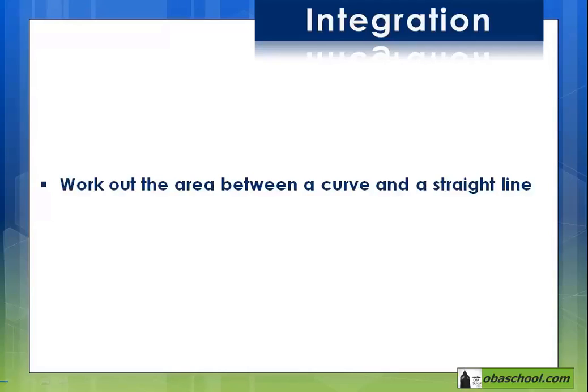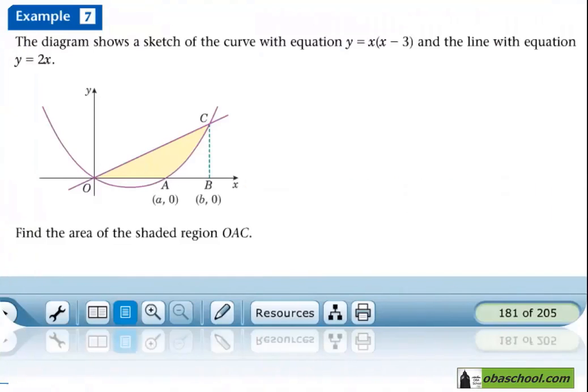The objective of this tutorial is to work out the area between a curve and a straight line. Look at the description. The diagram shows a sketch of the curve. As you can see, it is a parabolic curve with the equation y equals x into x minus 3 and the line with the equation y equals 2x. Find the area of the shaded region OAC.